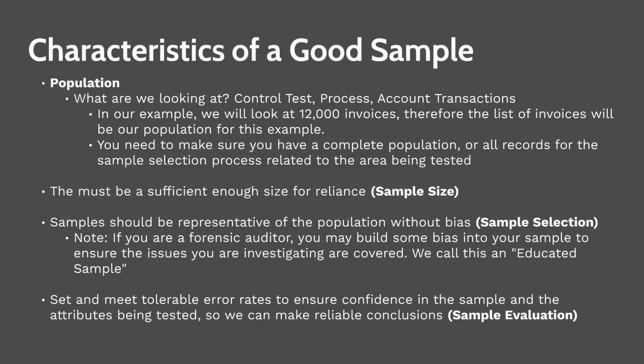In our example, we will look at 12,000 invoices. Therefore, the list of invoices will be our population for this example. You need to make sure you have a complete population, on all the records for the sample selection process related to the area being tested.